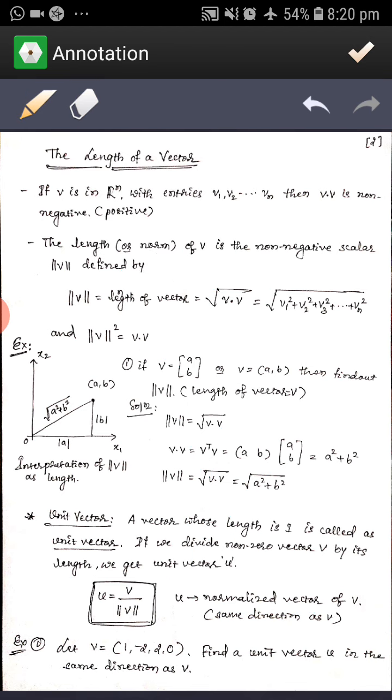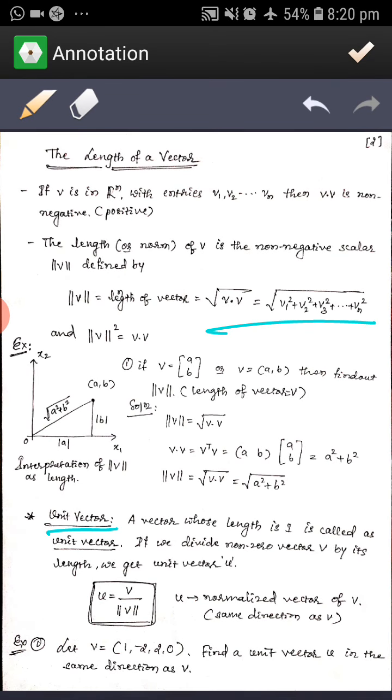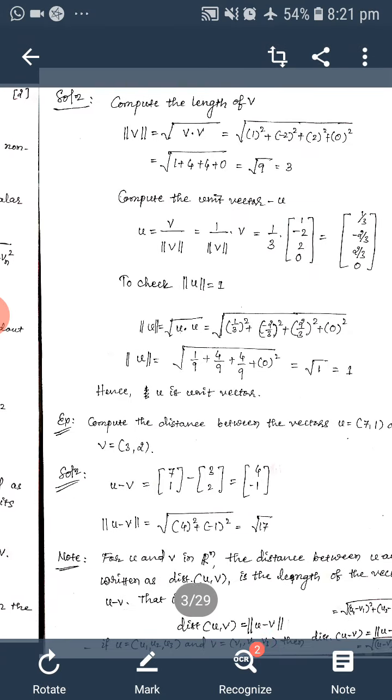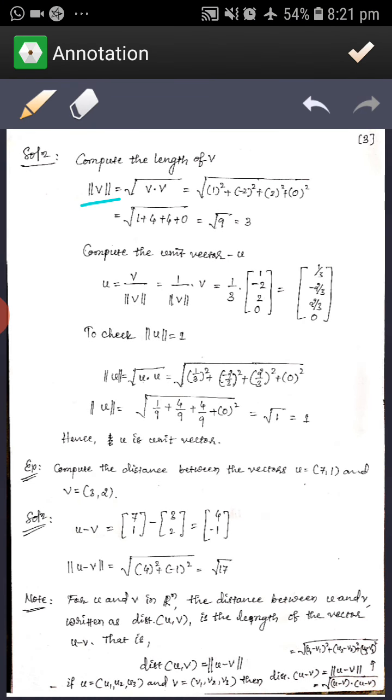Okay, so this is how to find the unit vector, and this is how to find the length of the vector. Now we will see the examples. In the first example, we are considering the vector v = (1, -2, 2, 0), and we need to find the unit vector. So how do we find the unit vector?